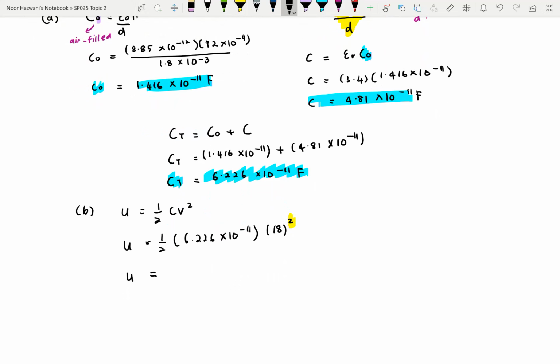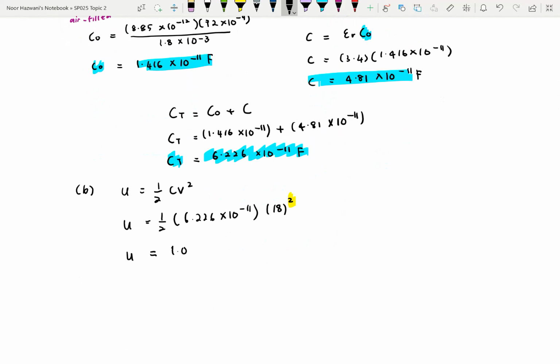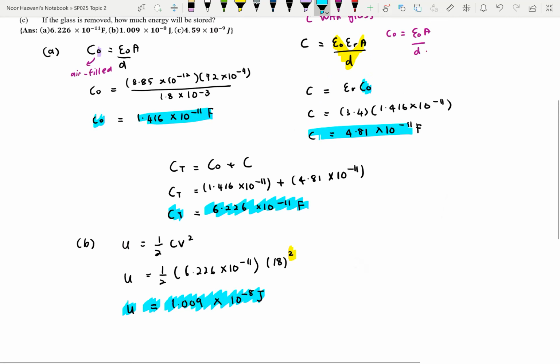So U will be equal to 1.009 times 10 power of negative 8 joule. So we are done for part B. It's very straightforward questions. The only tricky one is part E.